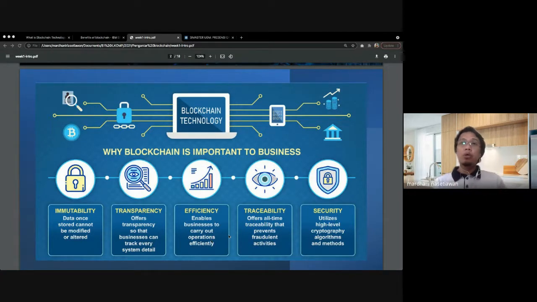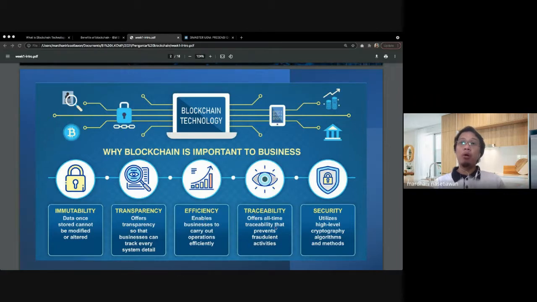At the same time, the system needs high effort to manage and maintain. So in here, the blockchain has the opportunity to make the system not too big, but efficient in handling transactions. So that will be one of the advantages of the blockchain. And the next is traceability.